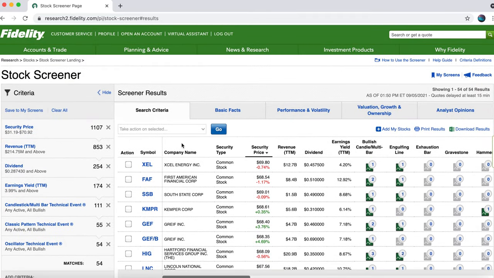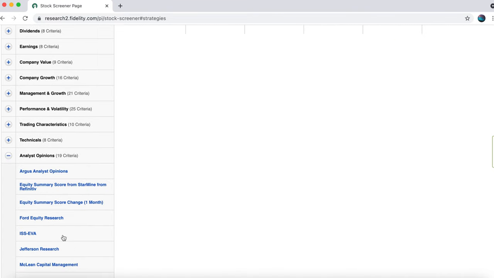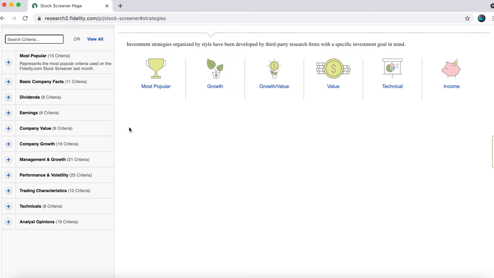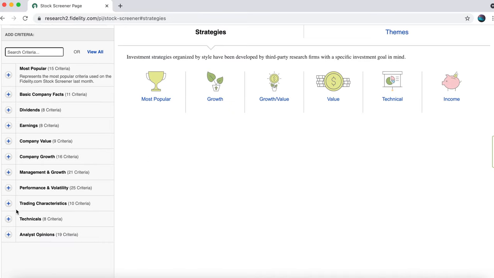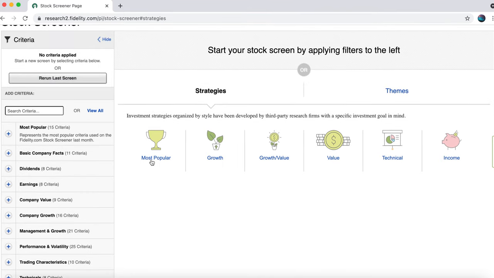When you want to clear your criteria search, it's very simple. You can clear it or you can save it to your screens. But if I want to clear everything, I can clear everything and start fresh. Depending on what kind of trader you are, you're going to plug in all this information and it's going to take that overwhelming amount of options out there and narrow it down to something that you're looking for. So this is a great tool, and it's not the only stock screener, but Fidelity does have award-winning features on its website.